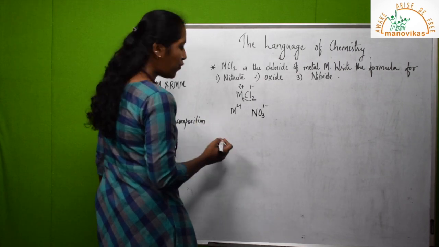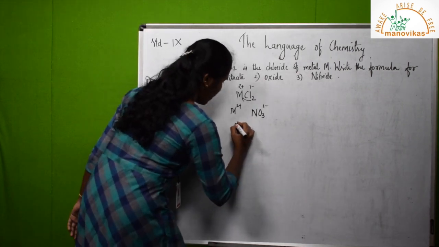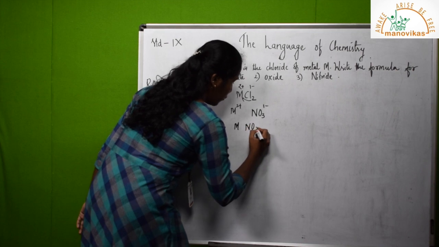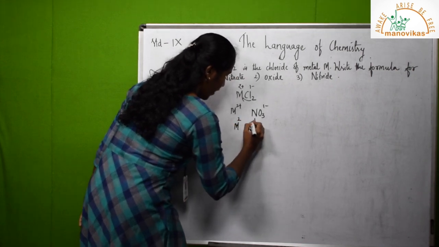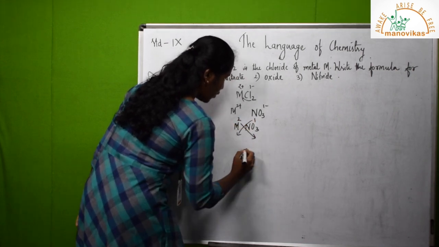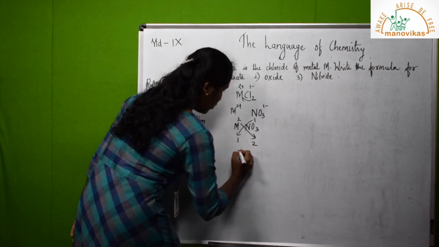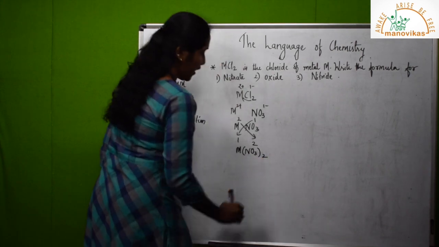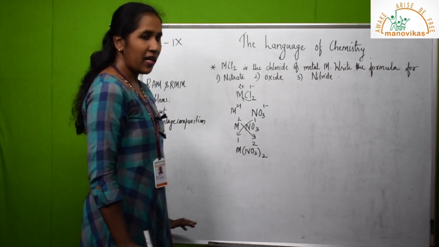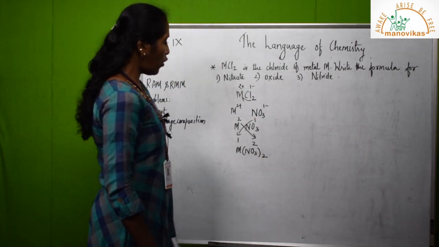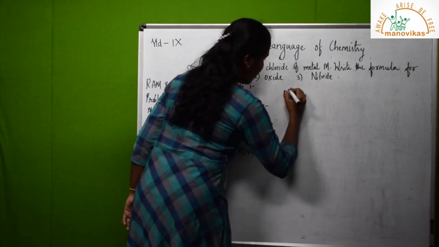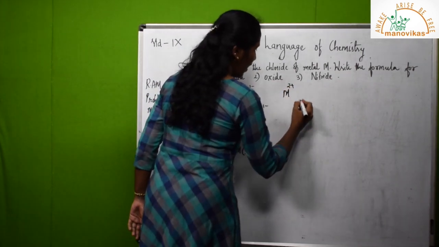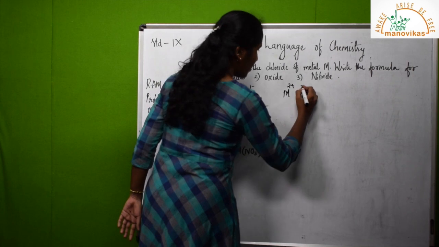So what will be the formula? Again with the crisscross method, M, NO3, 2 and 1, interchange. So it will be 1 and 2. So it will be M(NO3)2. That is for nitrate. Second we'll go for oxide. Again we know the valency for metal is 2 plus and oxide is 2 minus.